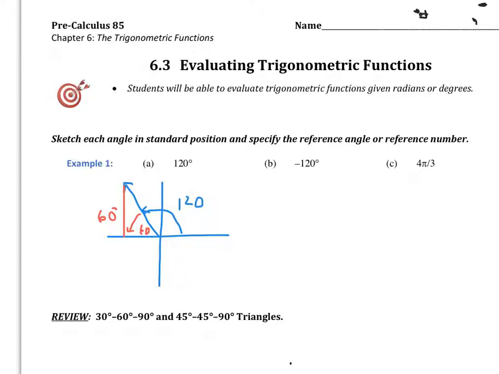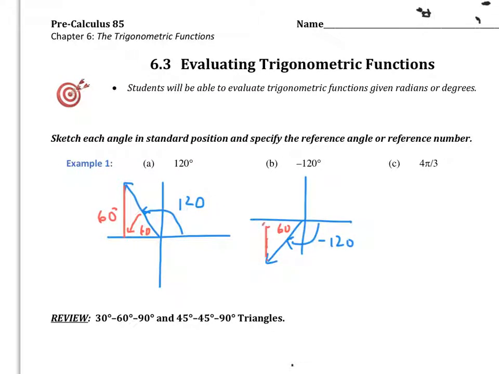All right, so what about negative 120? If we draw our 120 going this direction, because it's negative, what's our reference angle? It's still going to be 60 degrees because that takes us the rest of the way to the x-axis. So we would simply say the reference angle equals 60 degrees.